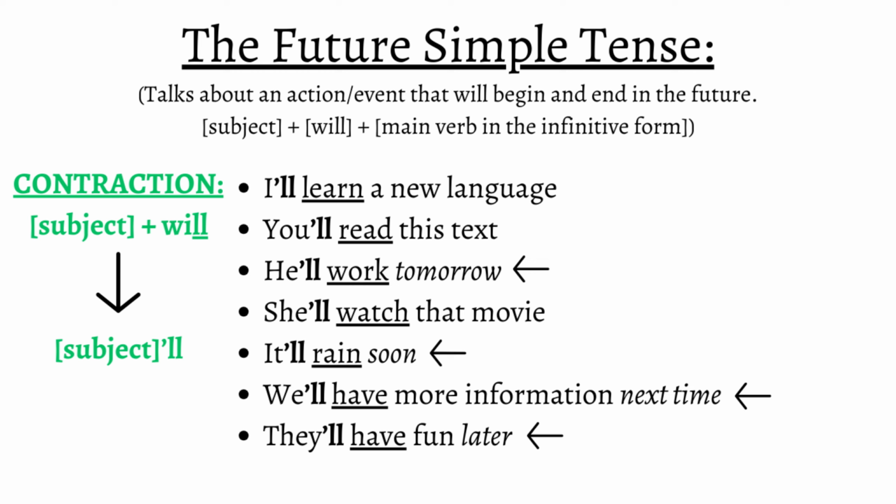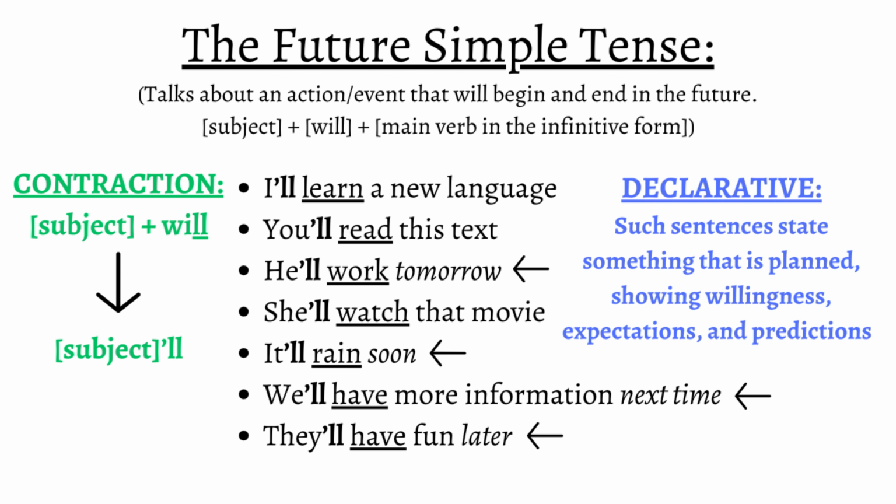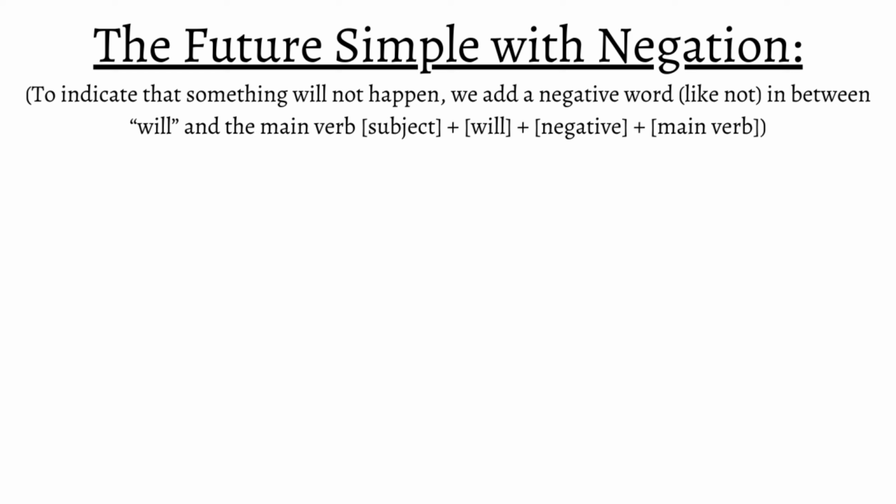While also using time expressions to further indicate that the actions are in the future, all of these sentences are declarative because they state something that is planned. Just like the function of the tense, they show willingness, expectations, and predictions. To indicate that something will not happen, we add a negative word, like not, in between will and the main verb. A subject plus will plus a negative plus the main verb.